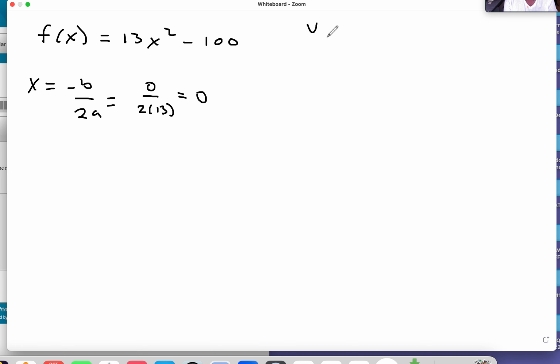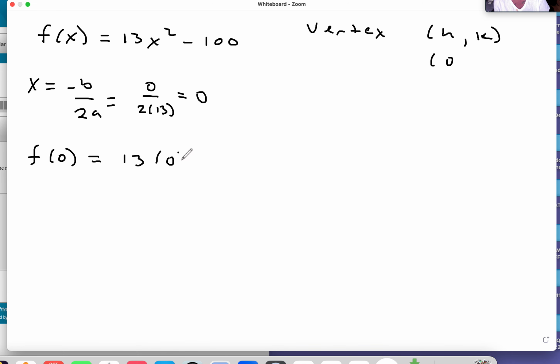So if we're looking for our vertex, which is our (h, k), right now we have the h, or the x, is 0. So plugging that 0 back in, or in other words finding f of 0, that's how we get our y-coordinate. So we'll toss that 0 back in our original and see what y comes out when we do it. And that drops out, and then we find f of 0 equals negative 100. So that's going to be our k, or our y-coordinate of our vertex.